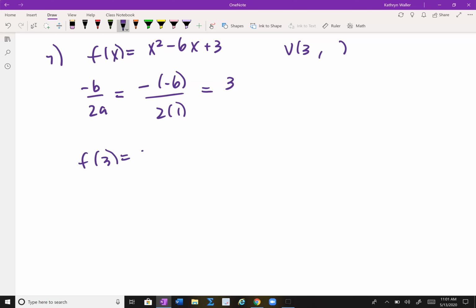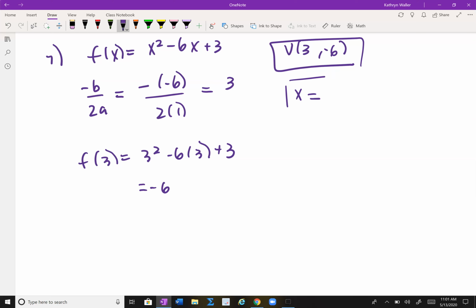And now if I plug it in, 3 to the second minus 6 times 3 plus 3. That's 9 minus 18 plus 3, and that gives me -6. So there's my vertex, and that was one of the questions. Axis of symmetry is always x equals the x-coordinate of the vertex, which is 3, and then the y-intercept I'm actually going to just get from the graph.